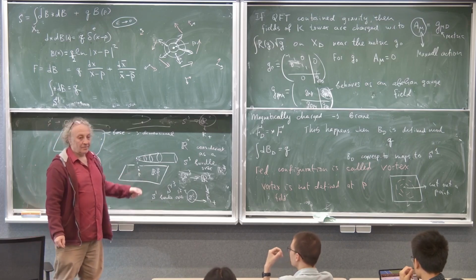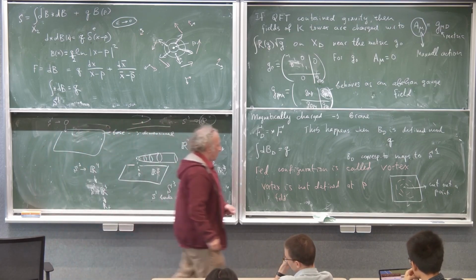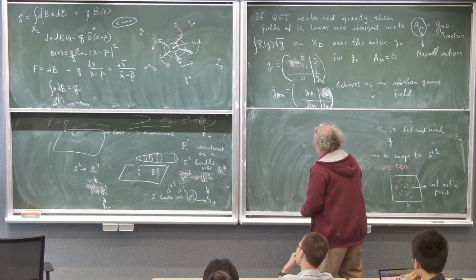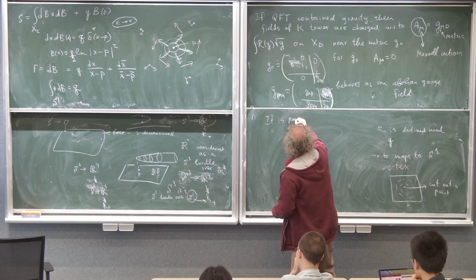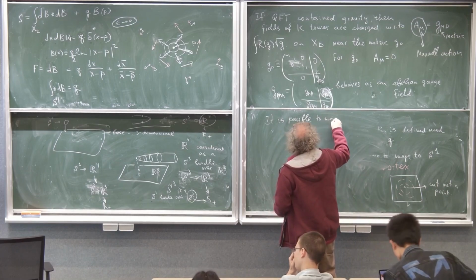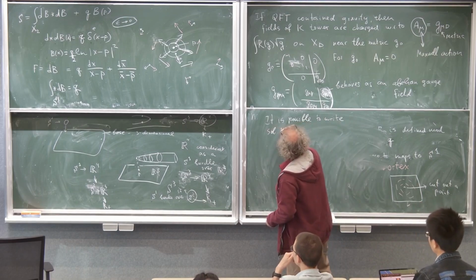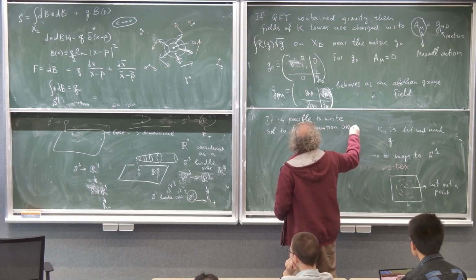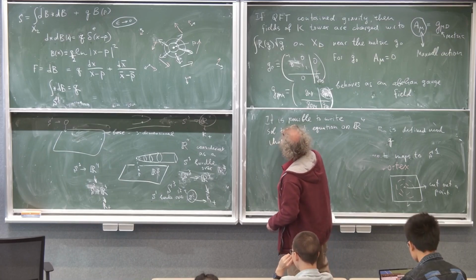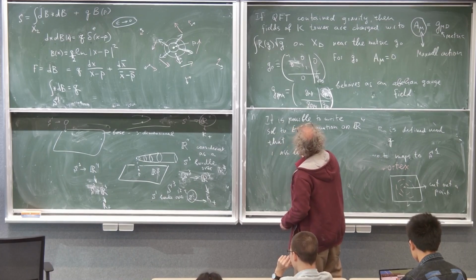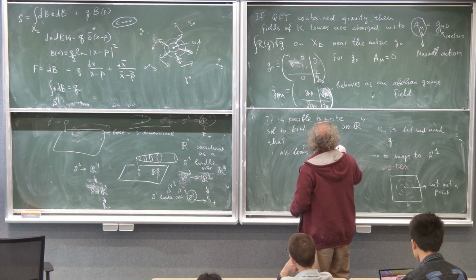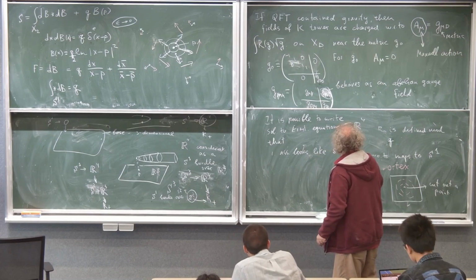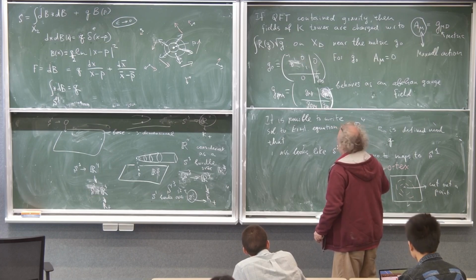And what's interesting? It is interesting that it is possible to write a solution to the Einstein equation on R4 that asymptotically looks like S1 times R3 away from point P. That's why I draw it like this.